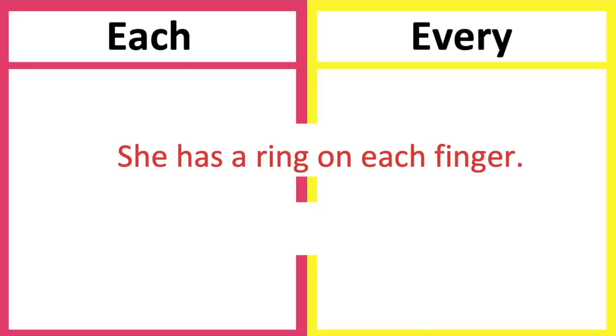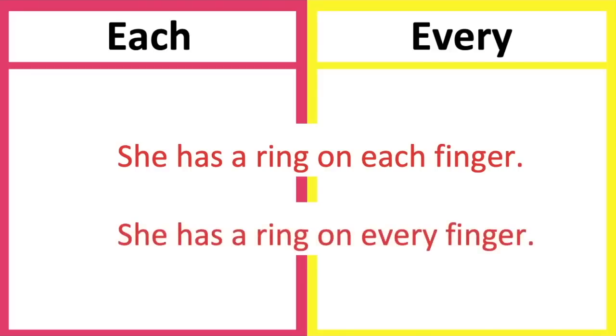For example, she has a ring on each finger. So I'm referring to each individual finger. She has a ring on every finger. So here I'm referring to all the fingers as a group.